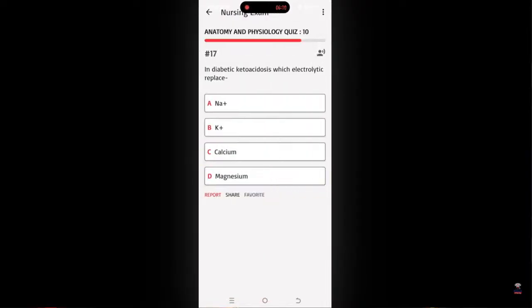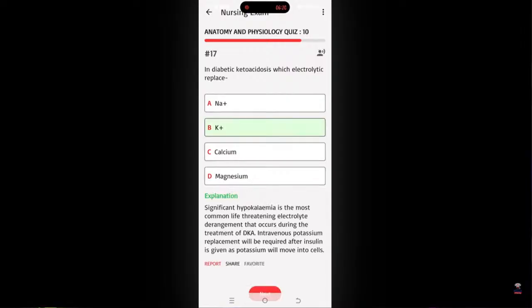In diabetic ketoacidosis, which electrolyte is replaced? A. Na. B. K. C. Calcium. D. Magnesium. Correct answer. Significant hypokalemia is the most common life-threatening electrolyte derangement that occurs during the treatment of DKA. Intravenous potassium replacement will be required after insulin is given, as potassium will move into cells.